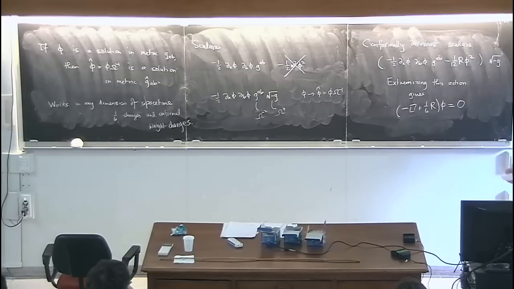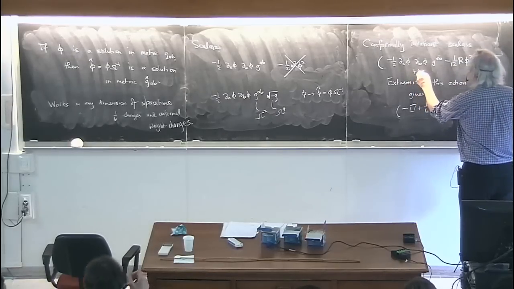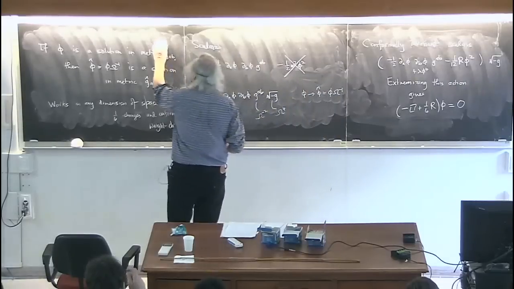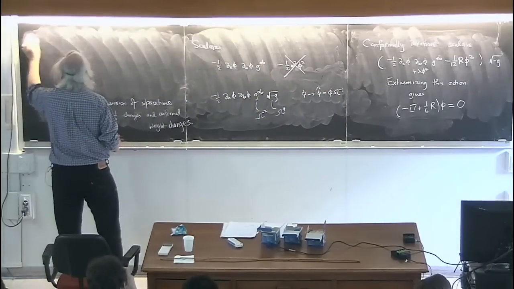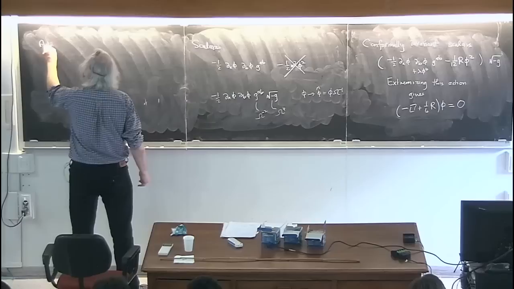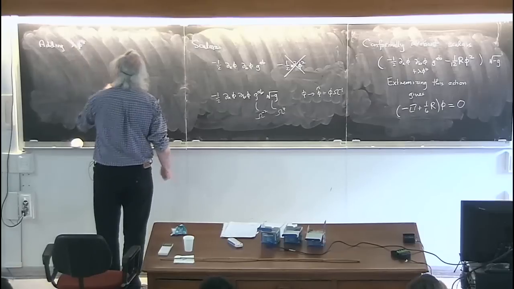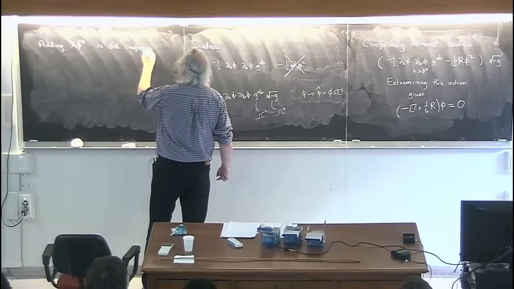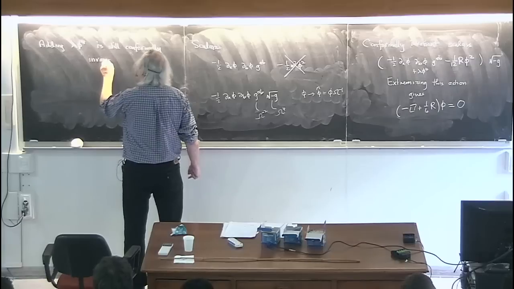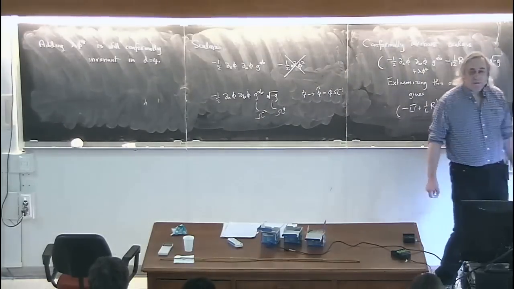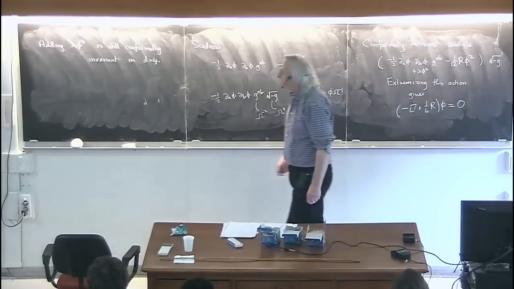There's something else that you can do with scalar fields. Somewhat amazingly, you can add an interaction term in dimension 4. You could add to this a lambda phi to the fourth, and it's still conformally invariant, but only in dimension 4. There's one other field that is conformally invariant, and that's massless Dirac fields.